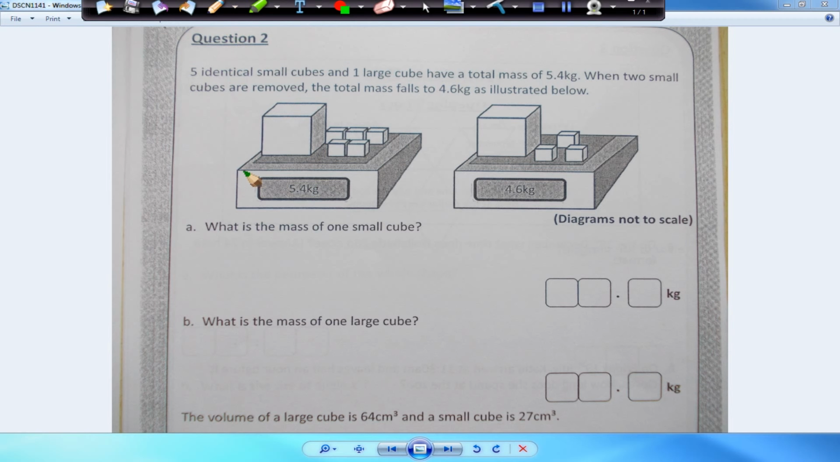Right. 5 identical small cubes and 1 large cube have a total mass of 5.4 kilograms. When 2 small cubes are removed, the total mass falls to 4.6 kilograms as illustrated below. What is the mass of 1 small cube? Diagrams are not drawn to scale. So let's have a look.